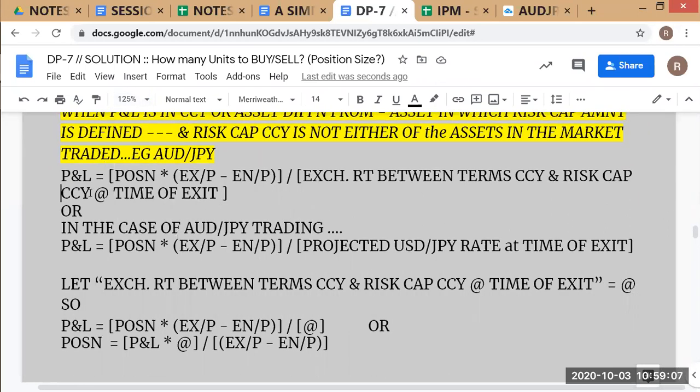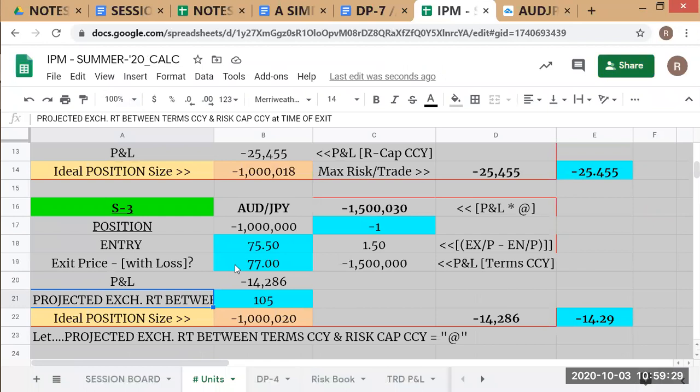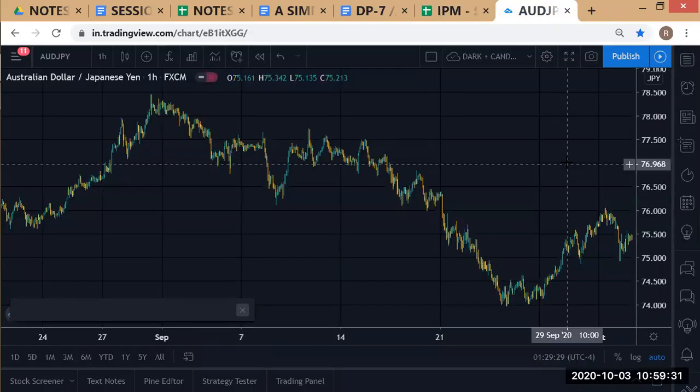Okay, so P&L, as you can see, is equal to two parts, the first part and the second part. The second part uses a factor to convert terms currency P&L to base currency P&L, which is nothing but the exchange rate between terms currency and risk capital currency at the time of exit, which is my dollar yen exit. So when I'm exiting my Aussie yen position at 77, I have to make a projection about what the dollar yen exchange rate will be at the time that my stop is getting triggered.